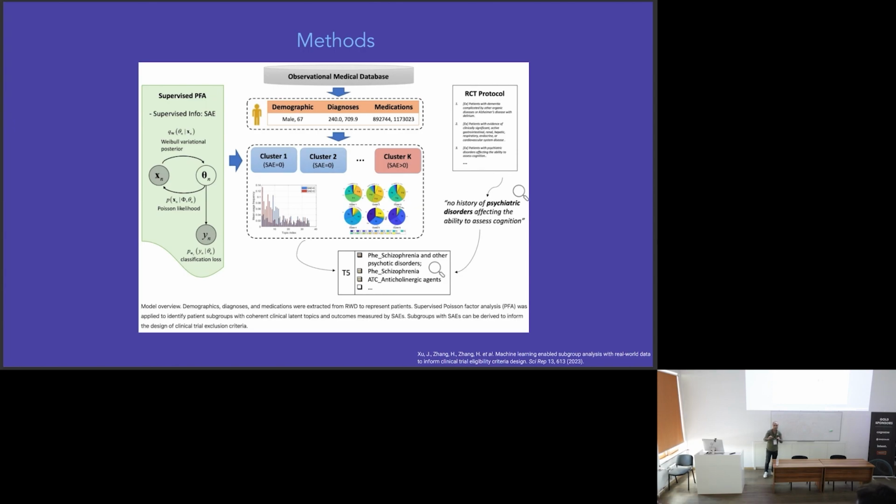Is this clear? For example, schizophrenia and other psychotic disorders, schizophrenia and this anti-cholinergic event have similarities and are under the same clinical topic. They want the patients who develop clinical events of this clinical topic to be kind of similar.